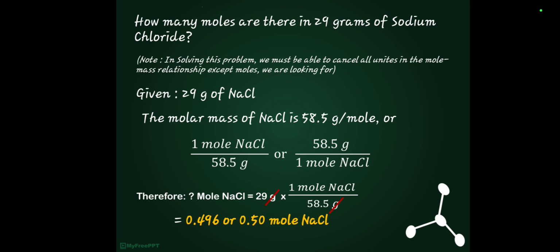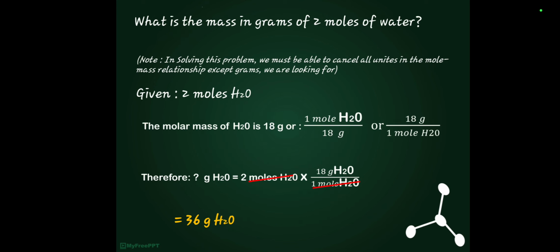Okay, now let's proceed to another example. What is the mass in grams of 2 moles of water? Here we have H2O, right? Again, in solving this problem, we must cancel all units in the mole-mass relationship except the grams we are looking for. So, given 2 moles of water or H2O, the molar mass of H2O is 18 gram. Where do we get the 18?